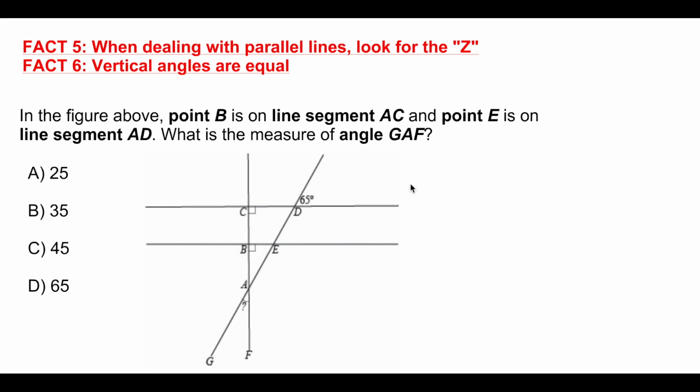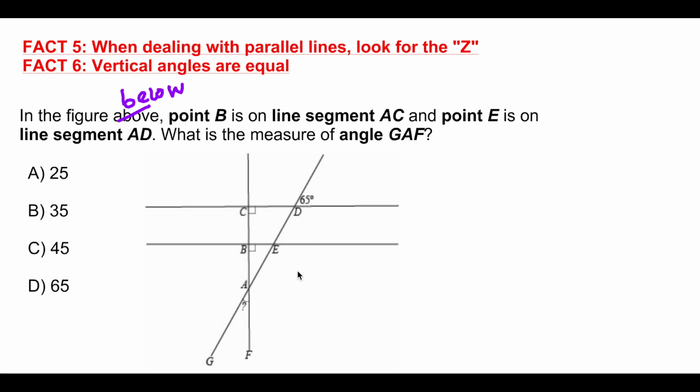All right, next question here. This is going to deal with both facts, both the parallel lines looking for the Z and the vertical angles. So in the figure below, point B is on a line segment AC. You can see that, thank you very much. And point E is on line segment AD. Yes, indeed, we can see that. What is the measure of angle GAF?